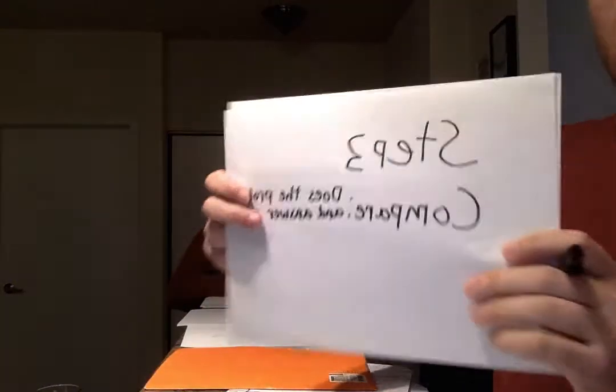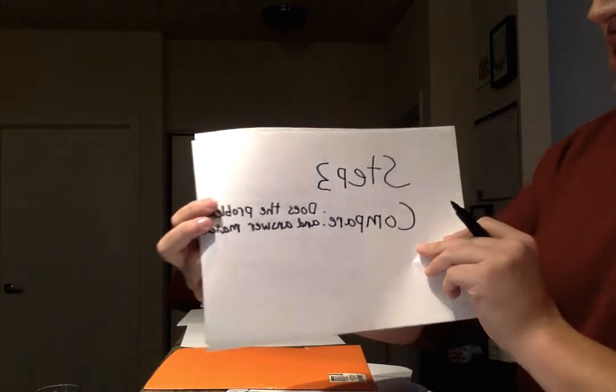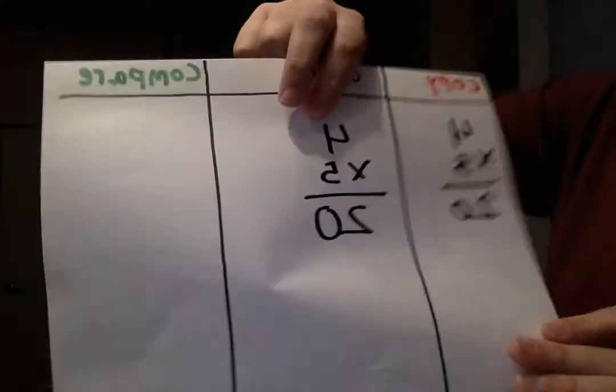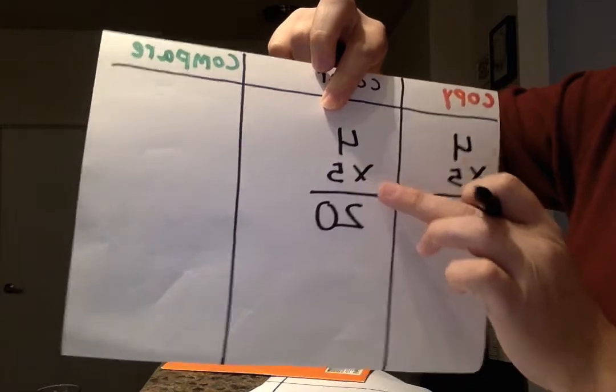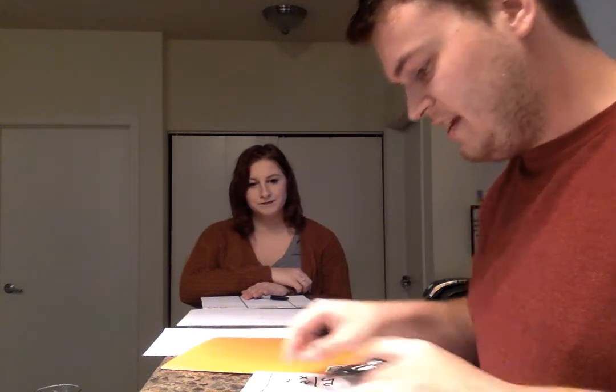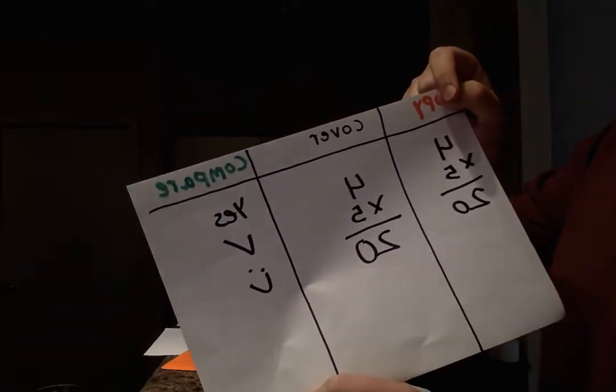Okay, now we're going to move on to step number 3, which is compare. So does the problem and the answer match? So now I take away my thing and I look at them. 4 times 5 equals 20. 4 times 5 equals 20. Okay? So I know that those are the same. So I'm going to write yes, or I'm going to give myself a check mark or a smiley face, whatever I need to do so that I know that that is correct.